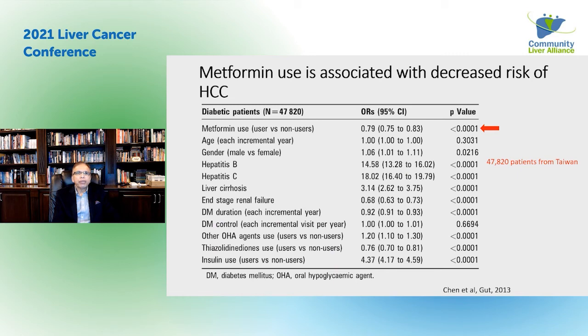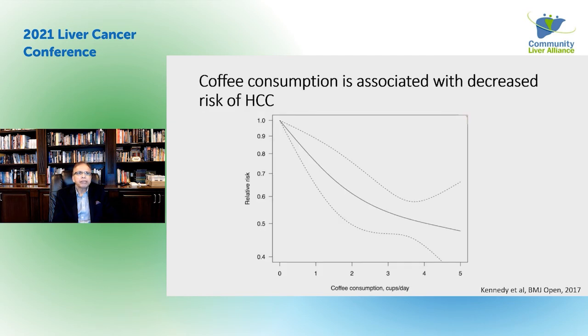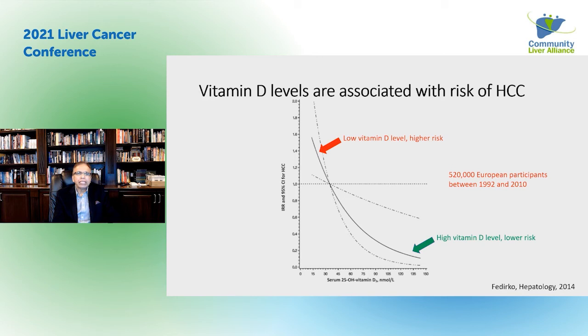Similarly, metformin use has been associated with decreased risk of HCC. Next slide. Coffee consumption is associated with decreased risk. Next slide. Vitamin D levels, higher vitamin D levels have lower risk. Next slide.